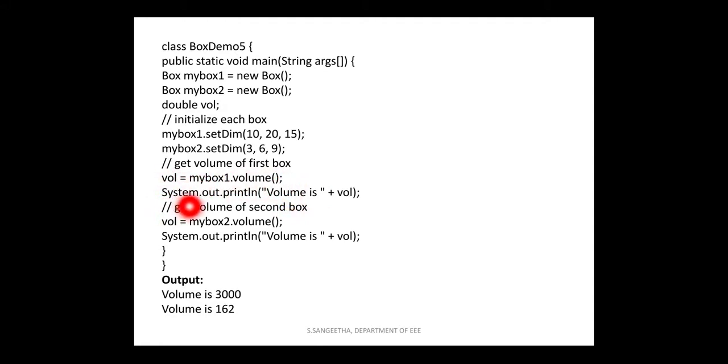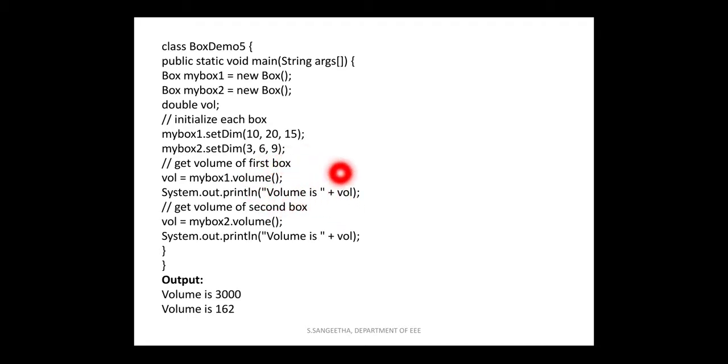Then you have to display this value by using System.out.println. This will be used to print the statement in the output box. Volume is will be displayed in the output box and the plus vol value, that is what we calculated in the previous line, vol is equal to mybox1.volume. This value will be calculated by using the formula width into height into depth, 10 into 20 into 15, that will be 3000. It will be displayed along with this volume is line.